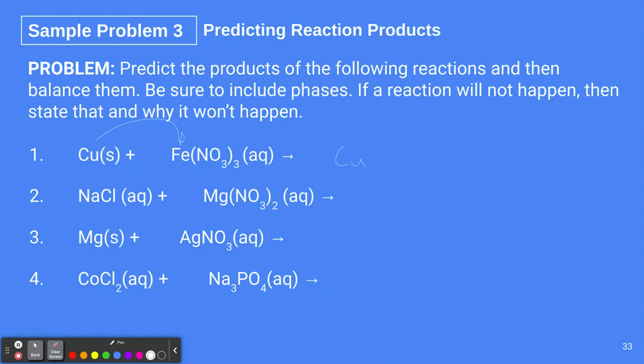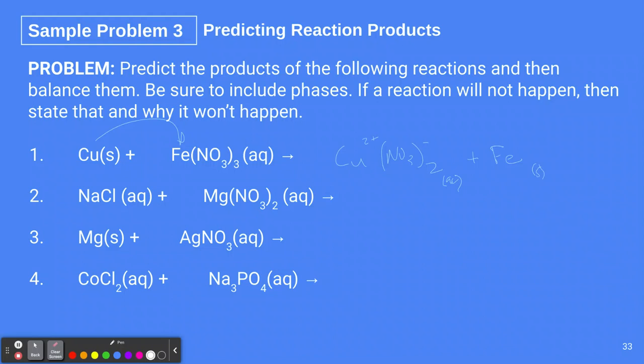Copper exists as a +2 charge. So we're going to need nitrates, and each one has a minus charge. So we're going to need 2 nitrates. So it's going to be Cu(NO3)2. And then we're going to get iron all on its own. So this would be aqueous. This would be a solid.